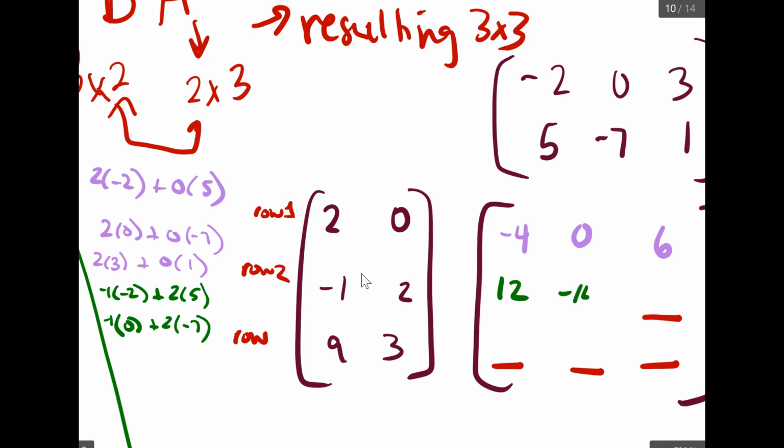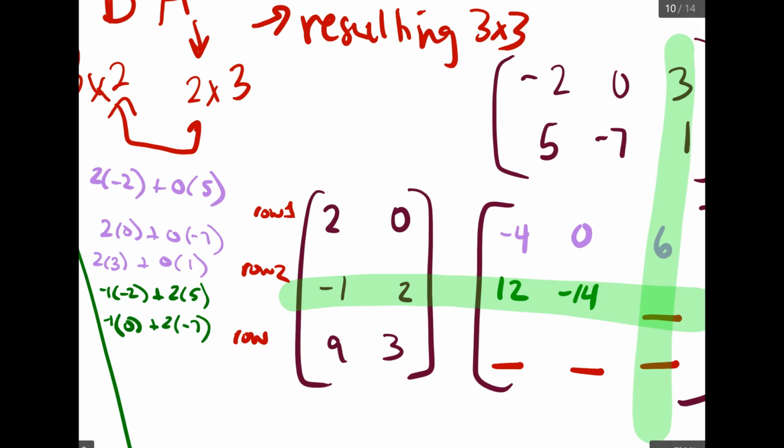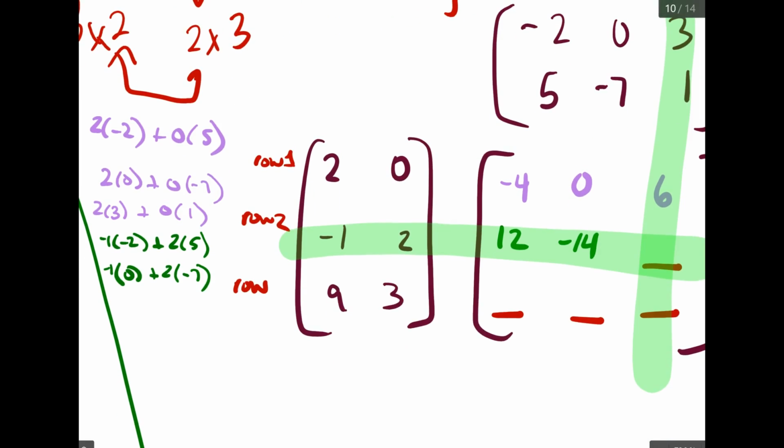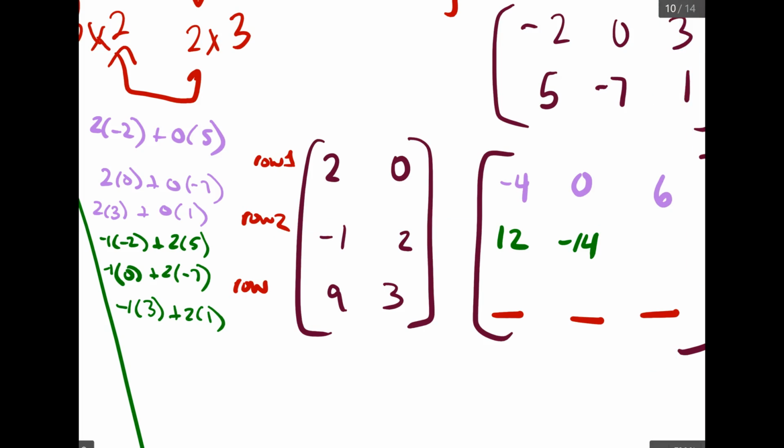See, this is doable. All right, how do I find the third thing in this? We use the third column in the second row. Surprise! It's like there's a pattern. -1 times 3 plus 2 times 1. -1.